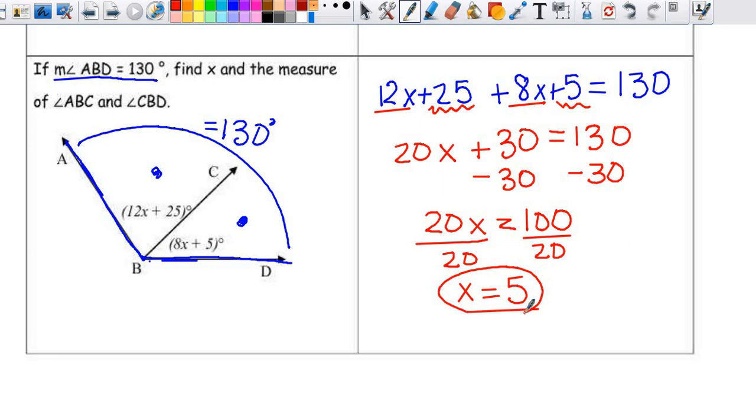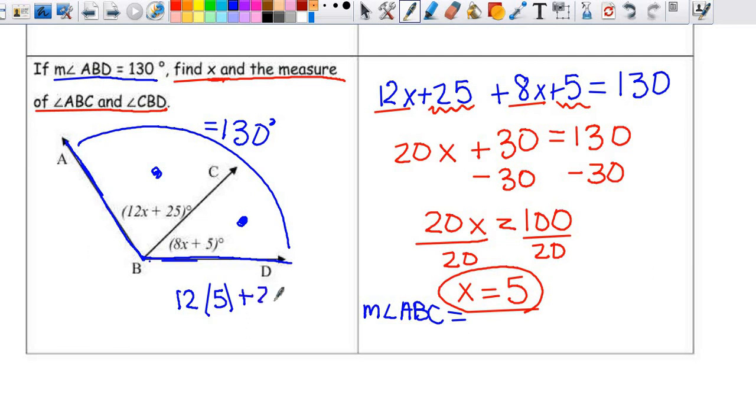Now, are we done? Nope, because it said to find x and the measures of angle ABC and angle CBD. So I have found x. I'm a third of the way there. Now to find out what the measure of angle ABC is, I will just plug 5 in. So it was 12x plus 25. So we've got 60 plus 25 is 85 degrees.